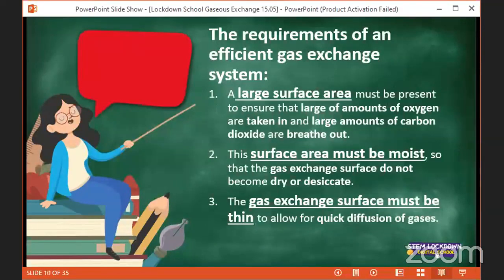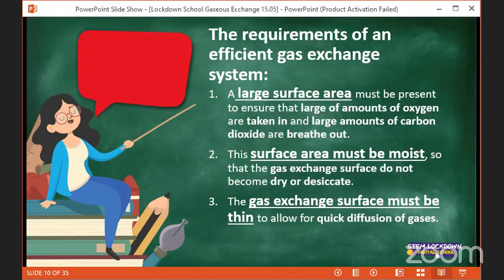So we also looked at the requirements of an efficient gas exchange system. I'm just going to go through this again because most of our lesson is based on this. Firstly, in order for an organism to have an efficient gas exchange system, it should have a large surface area, because a large surface area ensures that large amounts of oxygen are taken in and large amounts of carbon dioxide are taken out.